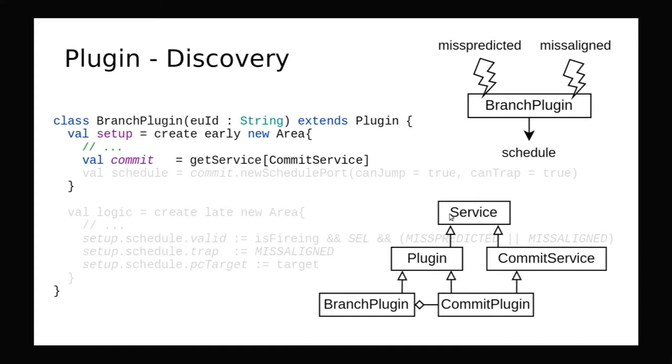Yeah, so like Kev has the base class service, each plugin is a service, and there is a commit service, which is another service, and you have the commit plugin, which is a plugin, and implements the commit service interface. So we really have a class hierarchy for our hardware elaboration.